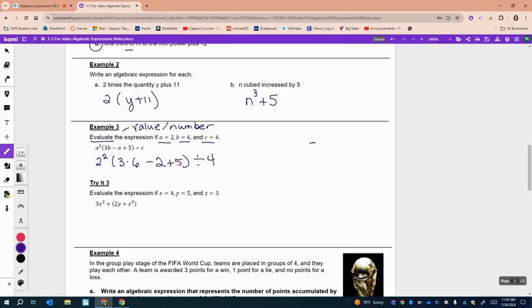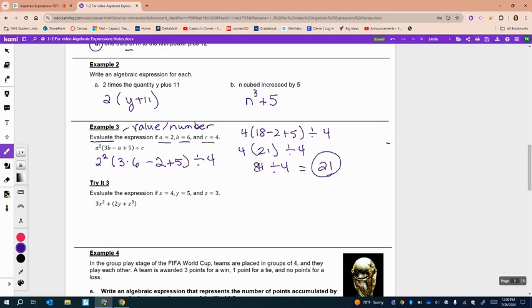Okay, so now we're going to do our order of operations. Okay, so we have to deal with our grouping symbols. We can do 2 squared, and we can get rid of that. So 3 times 6 gives me 18 minus 2 plus 5, all divided by 4. Okay, let's take care of our grouping symbols. 18 minus 2 is 16, plus 5 is 21, all divided by 4. Multiplication is first, left to right with division. So 4 times 21 is 84. Divide that by 4. And our final answer, our value, is 21.